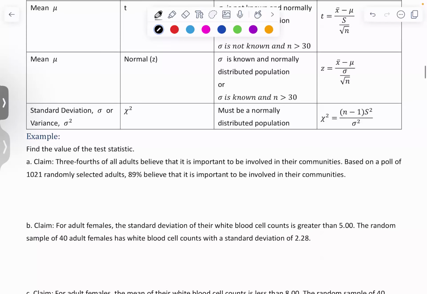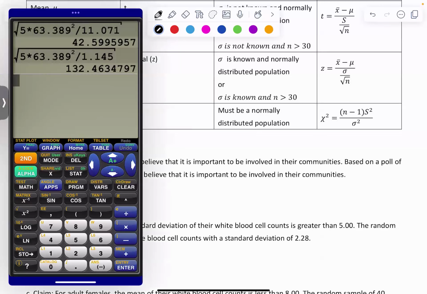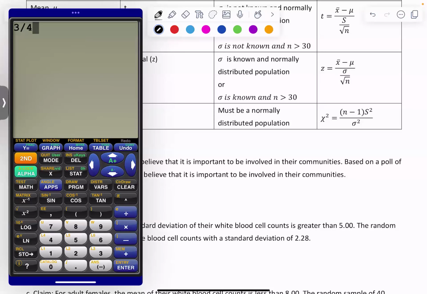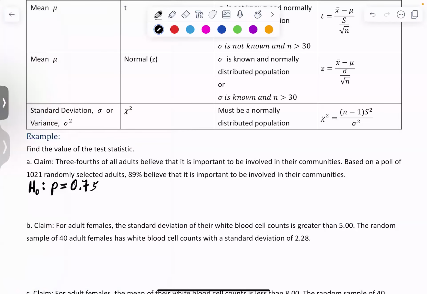And here we go. So we're going to find the test statistic. The claim: 3/4 of all adults believe that it is important to be involved in their communities. 3/4 is a proportion, and 3/4 is actually 0.75, right? 3 divided by 4, 0.75. Based on a poll of 1,021 randomly selected adults, 89% believe it is important to be involved in their communities. All right, now they don't say one way or the other whether it's equal to or not equal to, so our default will be not equal to.